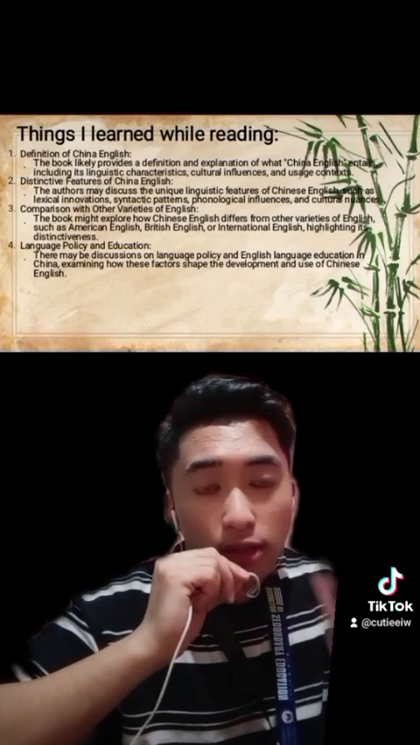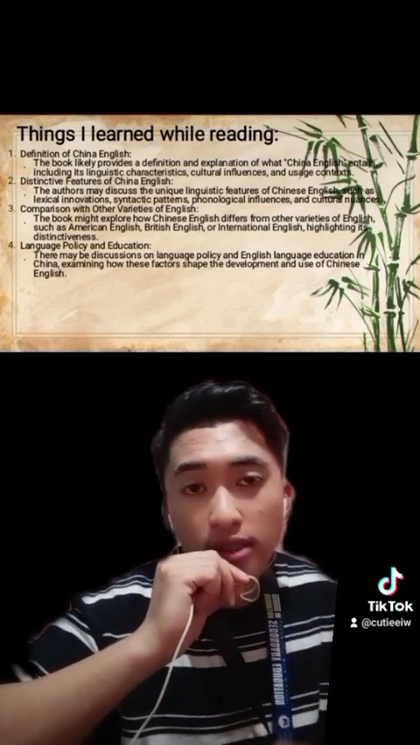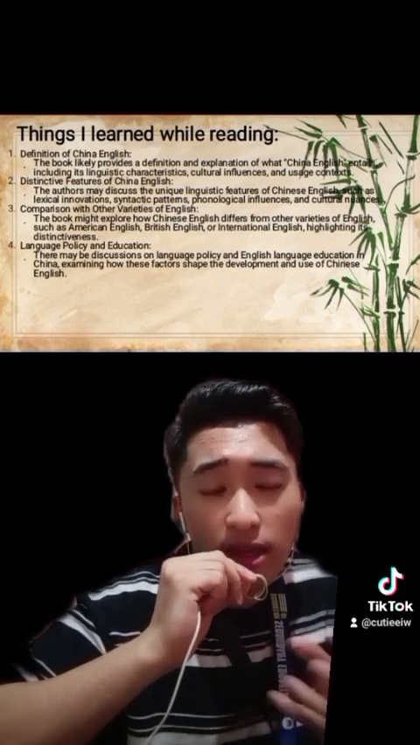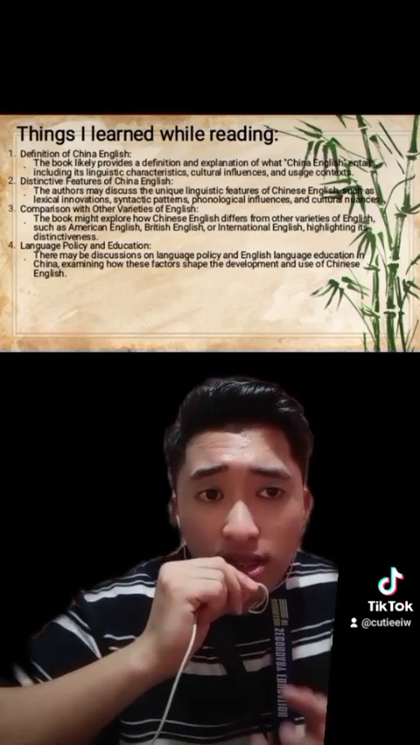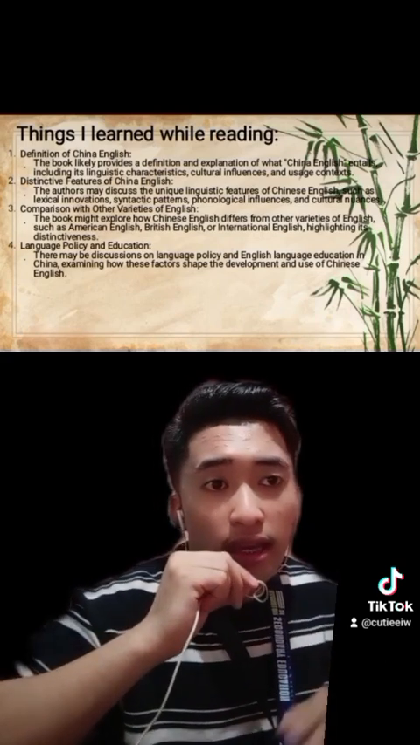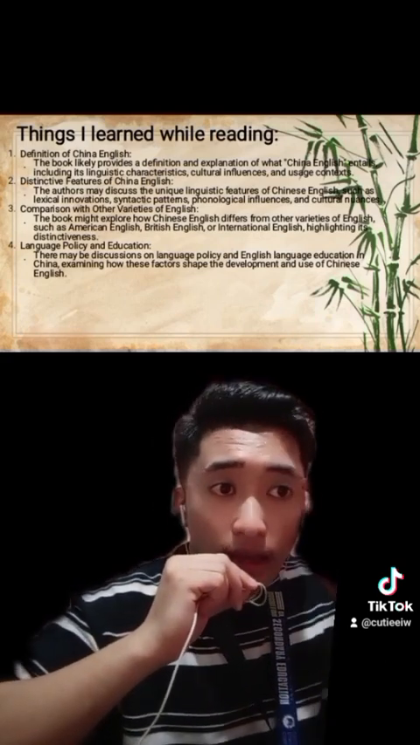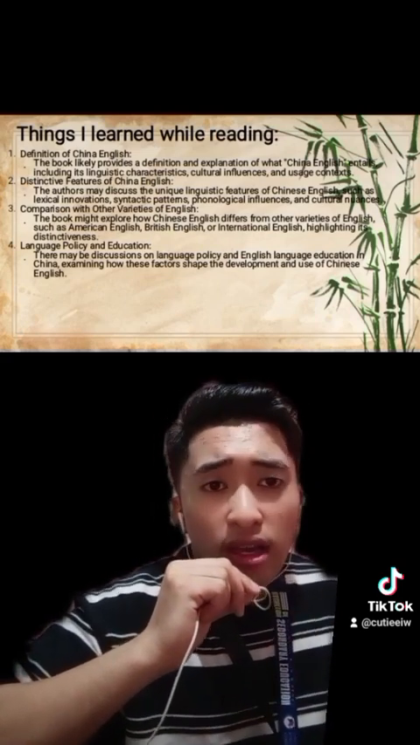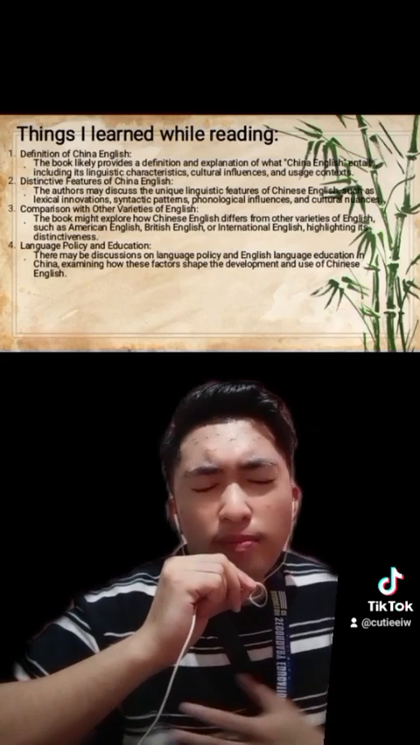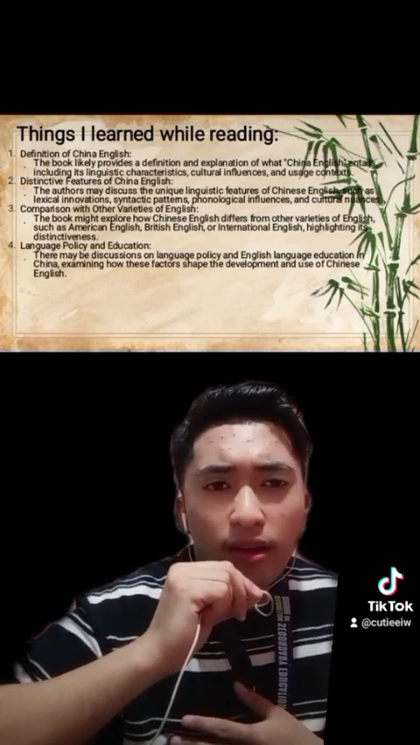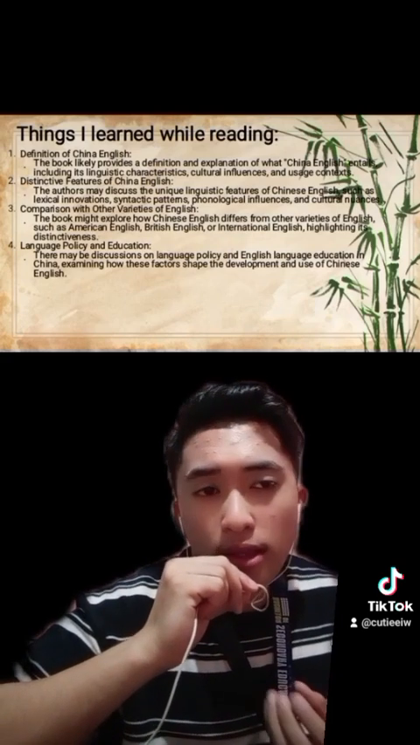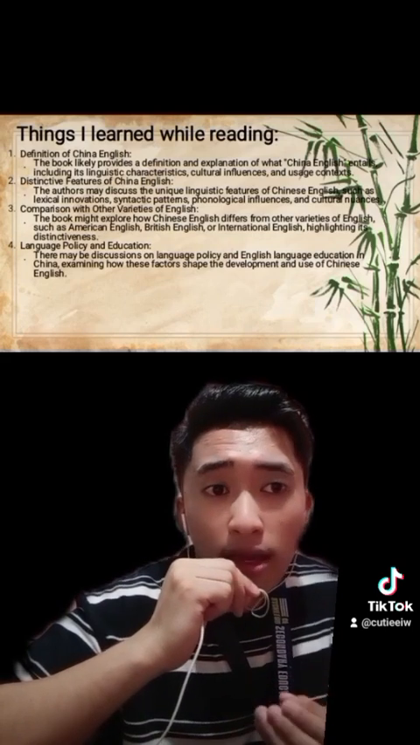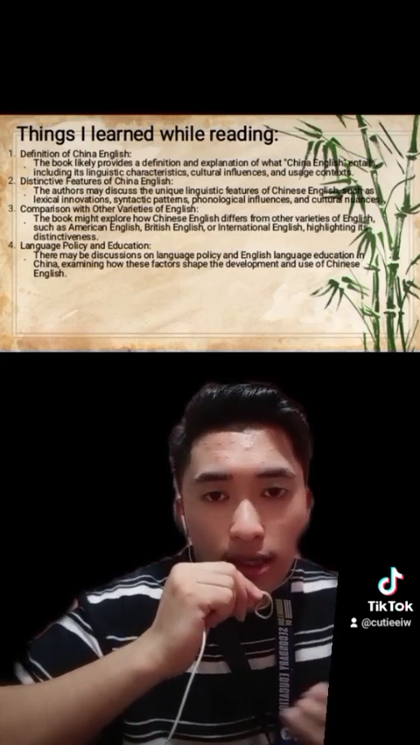The third one that I learned while reading is the comparison with other varieties of English. The book might explore how Chinese English differs from other varieties of English, such as American English, British English, or International English, highlighting its distinctiveness. And lastly, language policy and education. There may be discussion on language policy and English language education in China, examining how these factors shape the development and use of Chinese English.